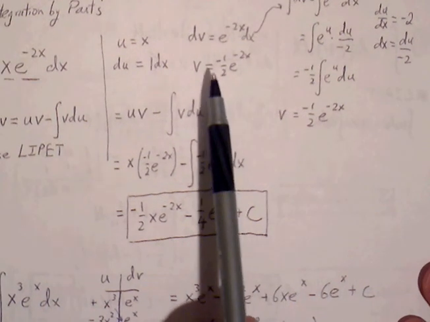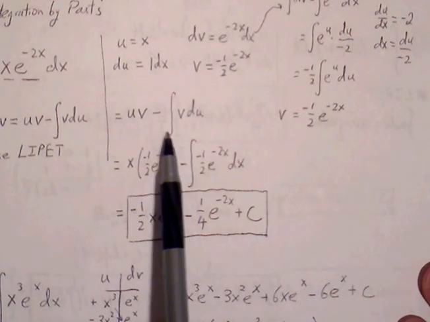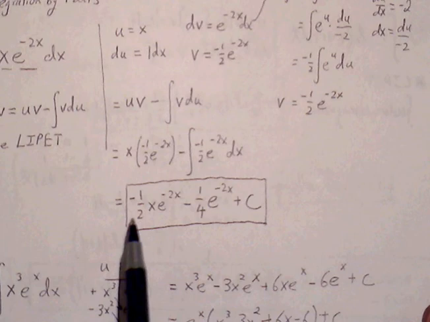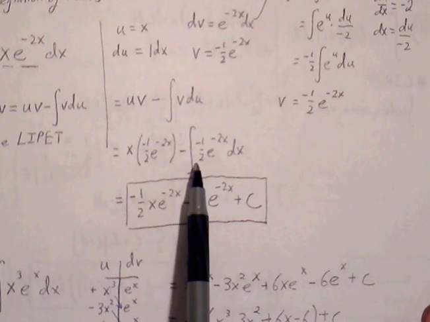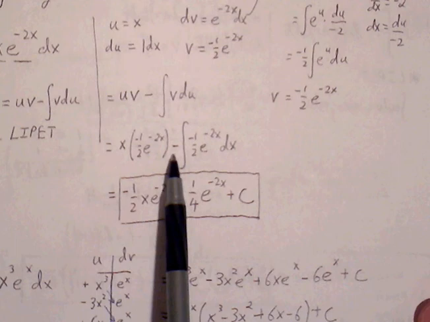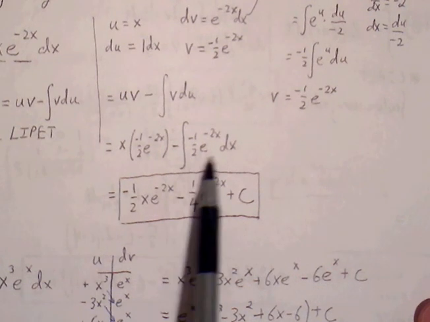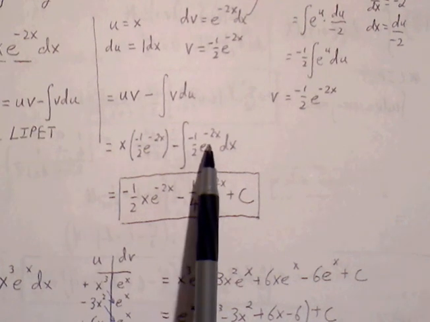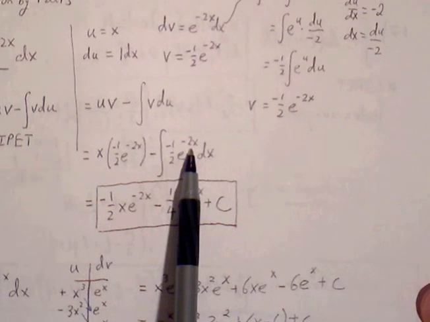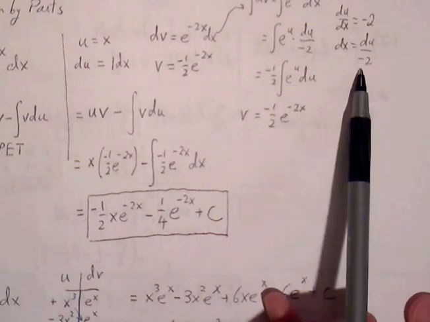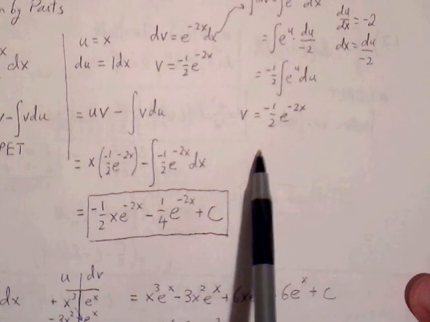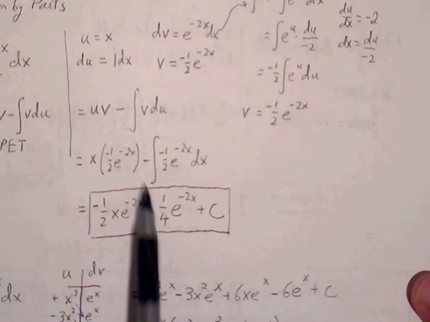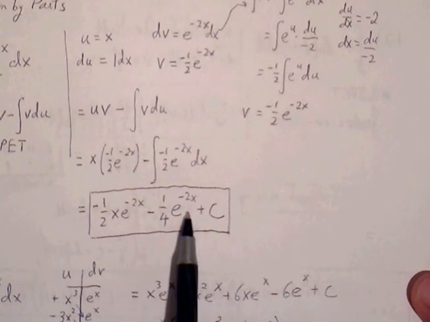But here we are left with u times v minus the integral of v du. And this combines to be negative 1/2 x e to the negative 2x. And we have negative the integral of negative 1/2 e to the negative 2x dx. And this basically requires another set of u substitution. But we've already seen that this negative 2x will produce a negative 1/2 as a coefficient. And so if it produces another negative 1/2, negative 1/2 times negative 1/2 will give us a positive 1/4. But then there's another negative here. So then we say negative 1/4 e to the negative 2x plus c.